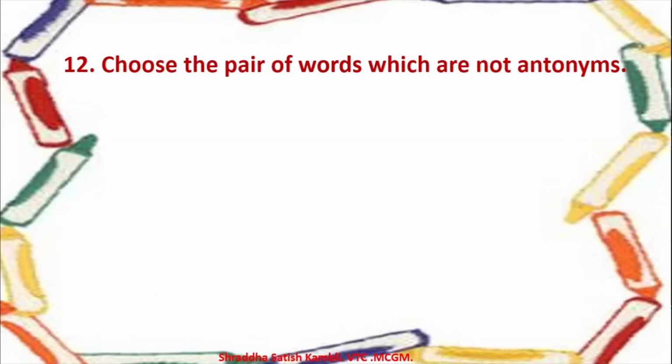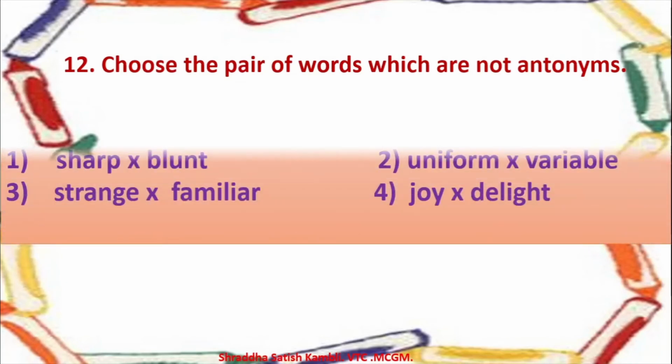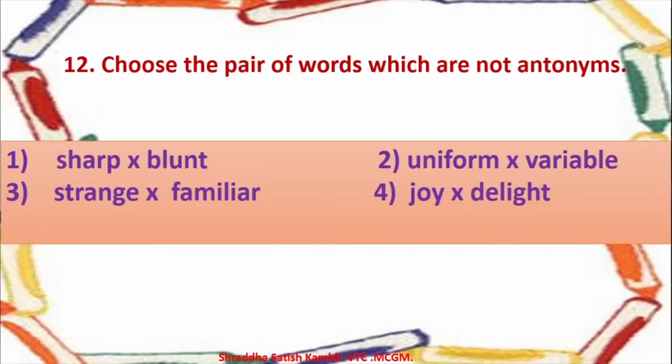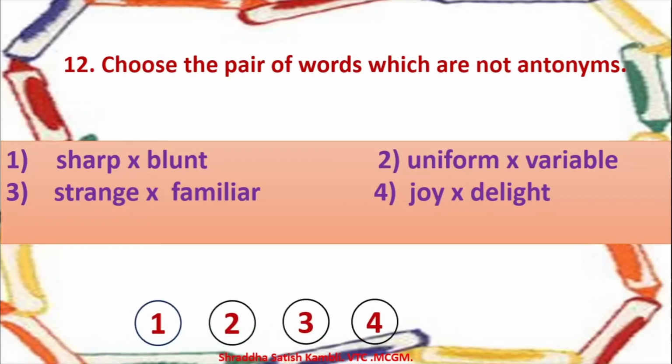Next, let's see. Choose the pair of words which are not antonyms again. This is the last example in this pattern. You have sharp, blunt; uniform, variable; strange, familiar; and joy, delight. Again, very simple, isn't it? Yes, it is answer number 4. Joy and delight have something to do with happiness.